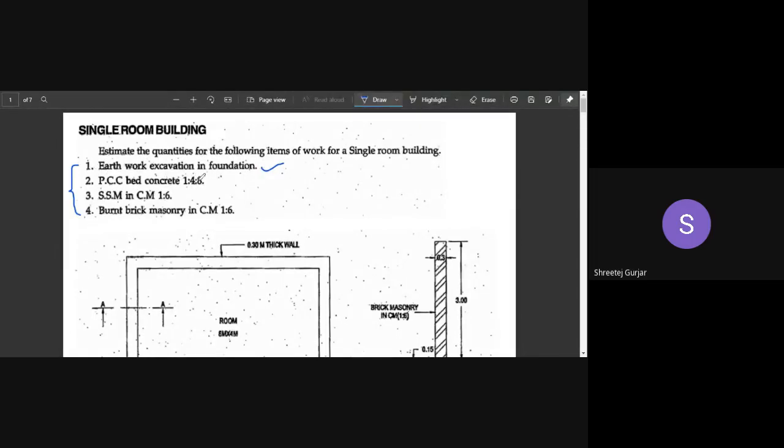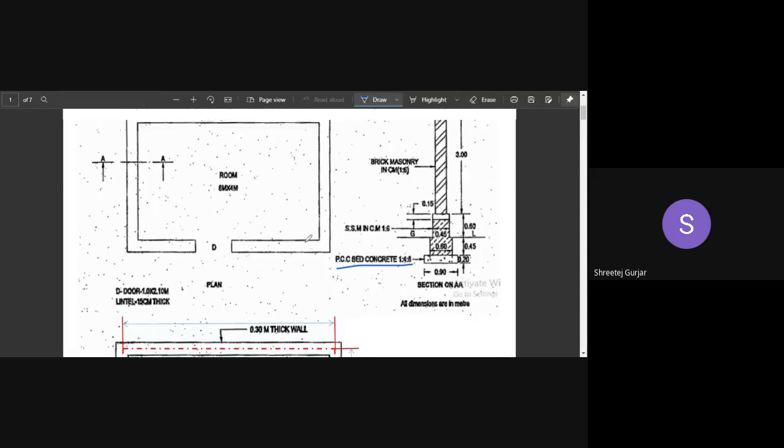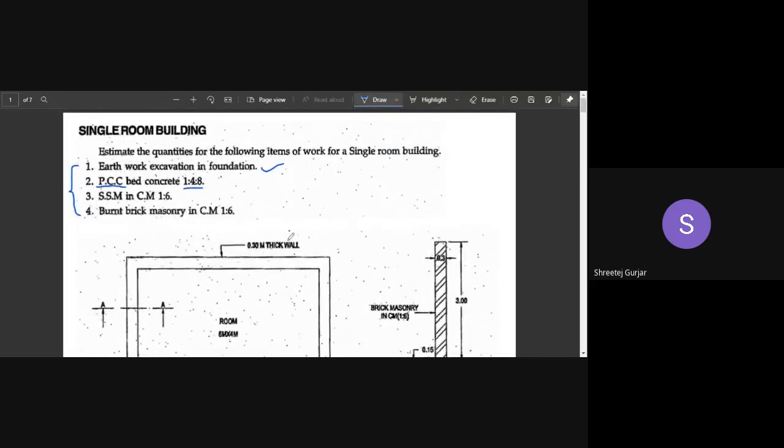Then the PCC bed, PCC bed concrete 1:4:8, because this is the proportion of your PCC concrete. PCC meaning plain cement concrete. See, this is your PCC bed here. In the section you can see PCC bed concrete 1:4:8. This slab you can see here, the width of this is 0.9 and the depth is 0.2. So this is a PCC, that quantity we have to estimate.